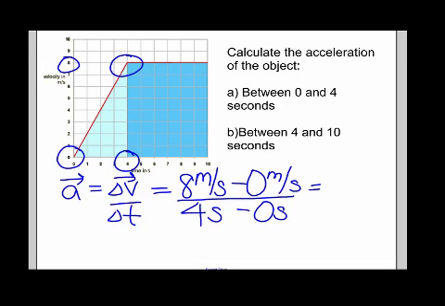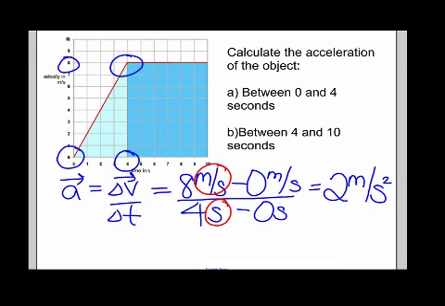So in this, I end up with an 8 on the top and a 4 on the bottom. 8 divided by 4 gives me 2. My units, really important. I have meters per second on the top, seconds on the bottom, gives me a unit of meters per second squared.